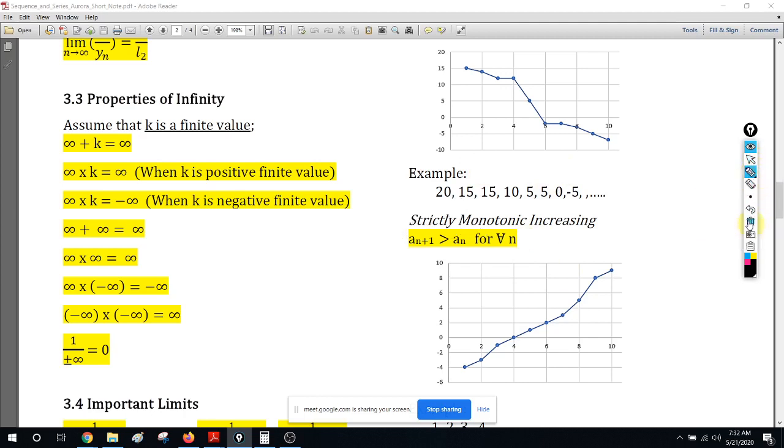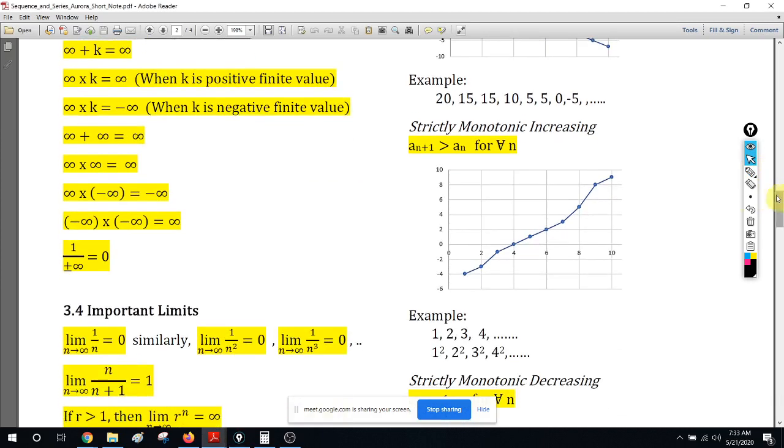Therefore, when you add infinity to infinity, it is going to be infinity. When you multiply infinity by infinity, again it's going to be infinity, because a very large number multiplied by a very large number is very large. But if one of those is a negative infinity, what you get is a negative infinity, because a positive number multiplied by a negative number is negative, and still going to be very large.